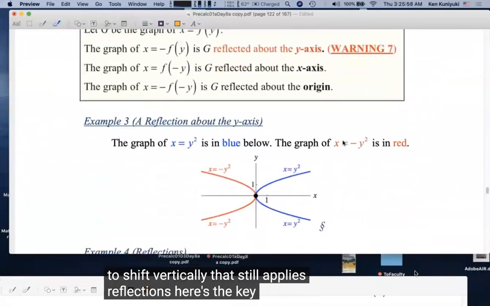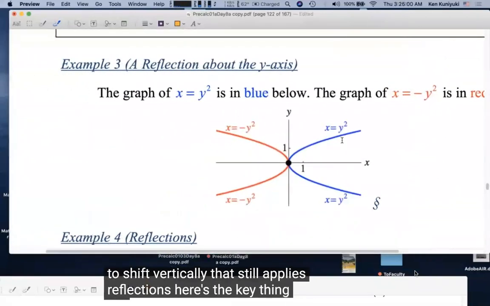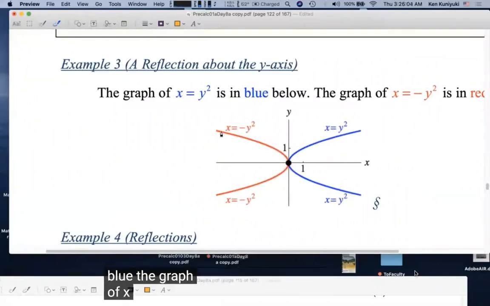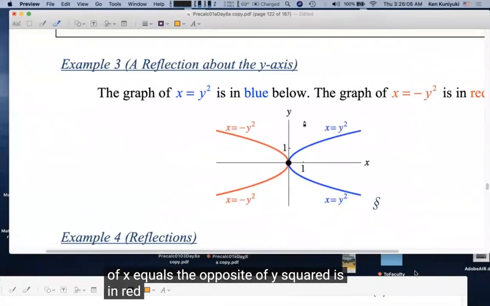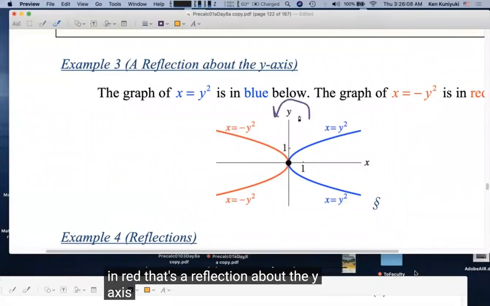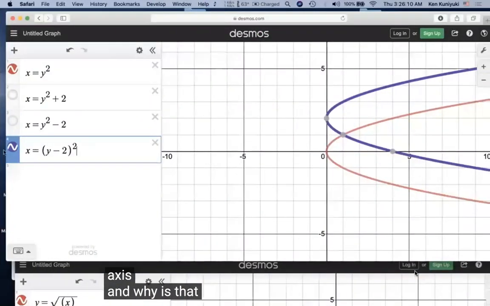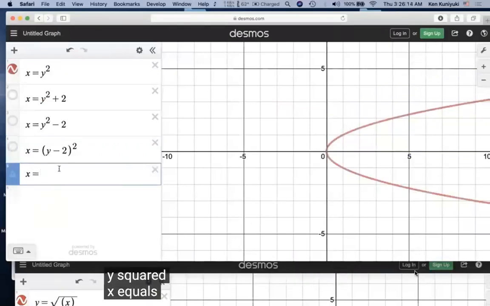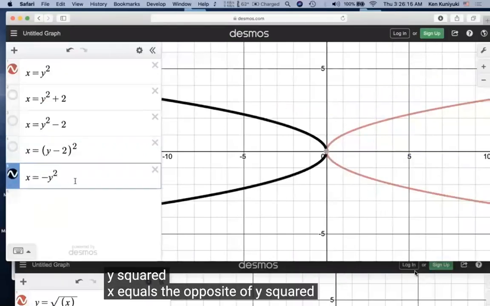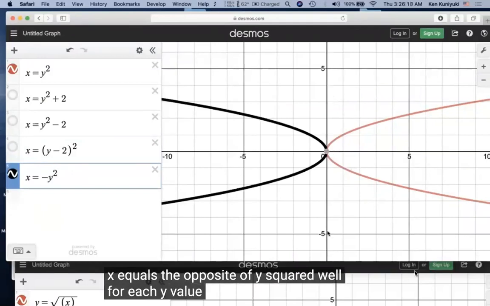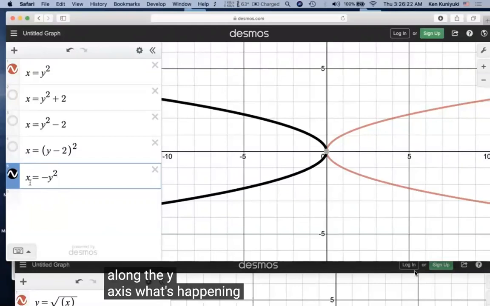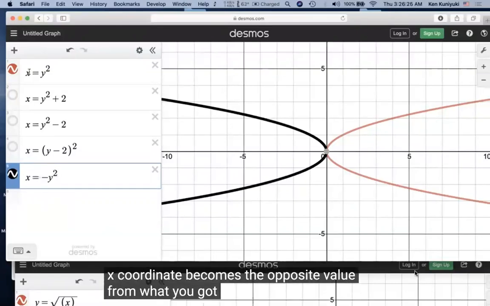Reflections. Here's the key thing. The graph of x equals y squared is in blue. The graph of x equals the opposite of y squared is in red. That's a reflection about the y-axis. And why is that? Well, for each y value in the domain, look along the y-axis, what's happening? Each x coordinate becomes the opposite value from what you got before.